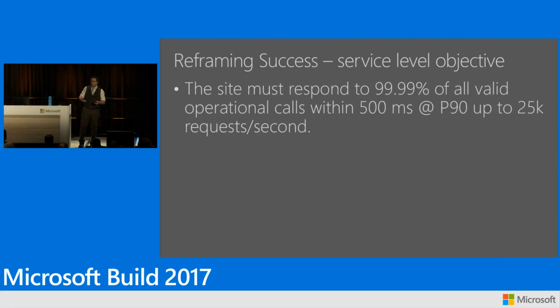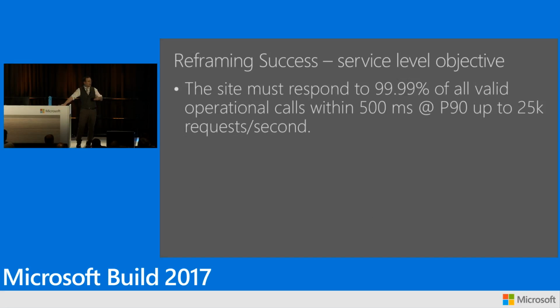Let's say that our site must respond to 99.99% of all valid operational calls within 500 milliseconds at the 90th percentile through 25,000 requests per second. We can test for this, we can measure for this, and we can hopefully build it. But anytime you're in a performance remediation, if you can't get to a statement like this, it's just going to suck. There's no more polite way to put it than that.